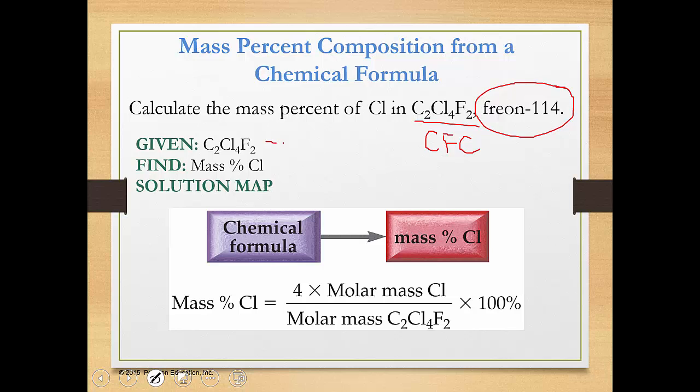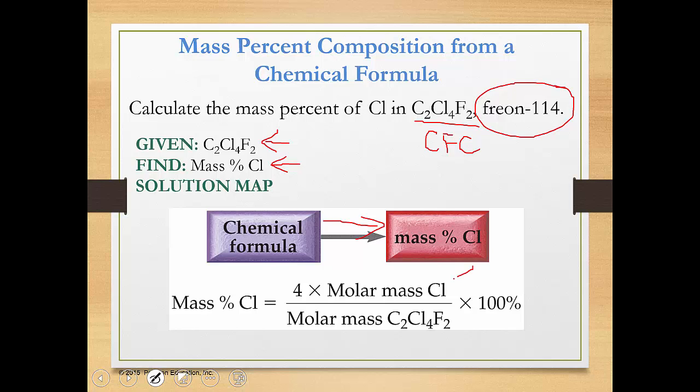All right, so what are we given? We're given a formula. We don't have anything else about it. We don't have a molar mass or anything, so we're going to have to do some calculating. We don't have our conversion factor yet. We'll work that out. We want to find the mass percent of chlorine in that original molecule. So here we start with the chemical formula, and we're going to work our way over to the mass percent. So we need the ratio.